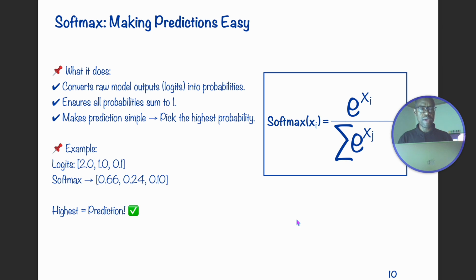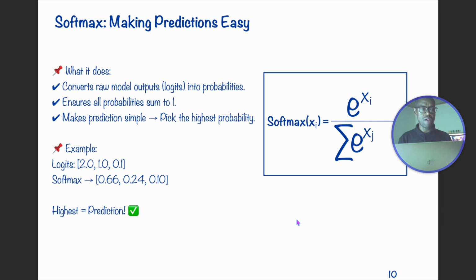Softmax is here to make predictions easy. What does it do? Softmax converts raw model outputs, also known as logits, into probabilities. It ensures all probabilities sum up to 1. It makes prediction simple just by picking the highest probability.